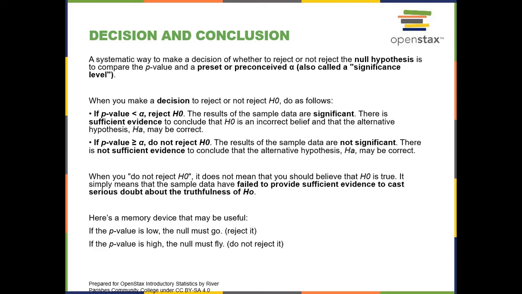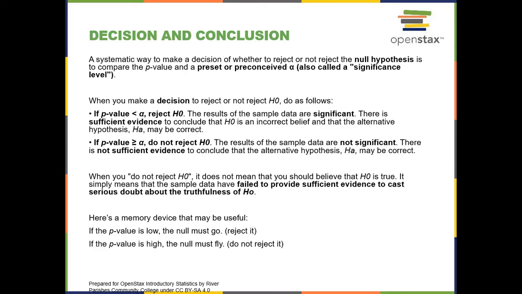When you do not reject H0, it does not mean that you should believe that H0 is true. It simply means that the sample data have failed to provide sufficient evidence to cause serious doubt about the truthfulness of H0. That is why we never say accept H0. If the p-value is greater than the level of significance, we do not reject H0, but we never say accept H0, because we do not know whether it is true or not. It is just an educated guess.